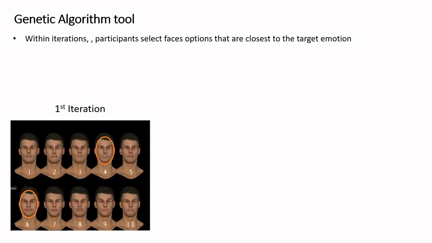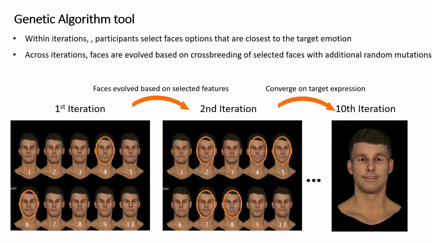Instead of having a 3D artist create expressions, we exploited a genetic algorithm to assist people in constructing a depiction of their ideal representation of a specific emotion. This involved a set of 10 iterations. On each iteration, participants are presented with a set of sample faces and select which faces are closest to a target emotion they're aiming for. Across iterations, faces are evolved based on a crossbreeding of blend shapes belonging to the selected faces with the addition of random mutations, eventually converging on the target expression by the 10th iteration. Each subject repeated this for 4 emotions: happy, fear, angry, and sad.